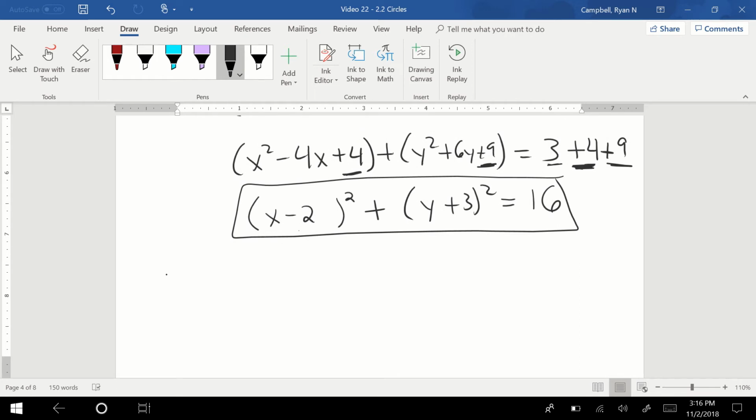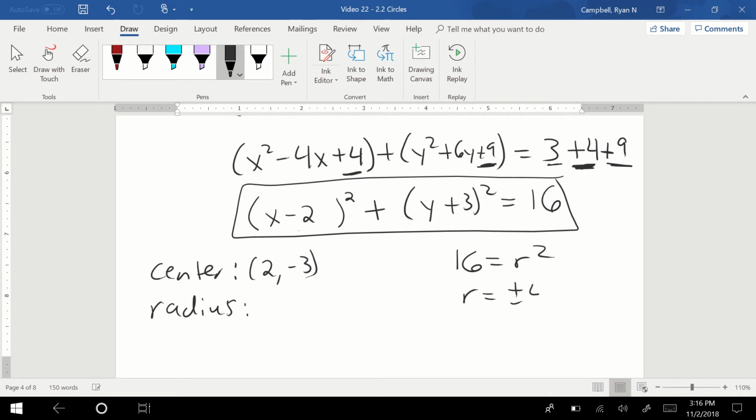So our center is going to be at 2 comma negative 3. Remember, it's the opposite signs for a circle. The radius is not going to be 16, because remember, what does 16 equal? That equals r squared. So r is going to be plus or minus 4, but of course the radius can only be positive, so r is going to be positive 4. All right.